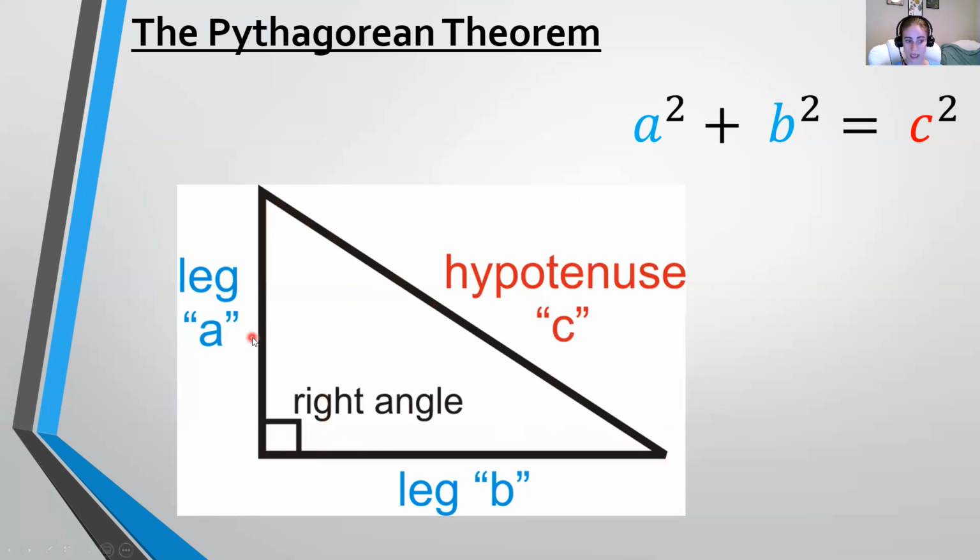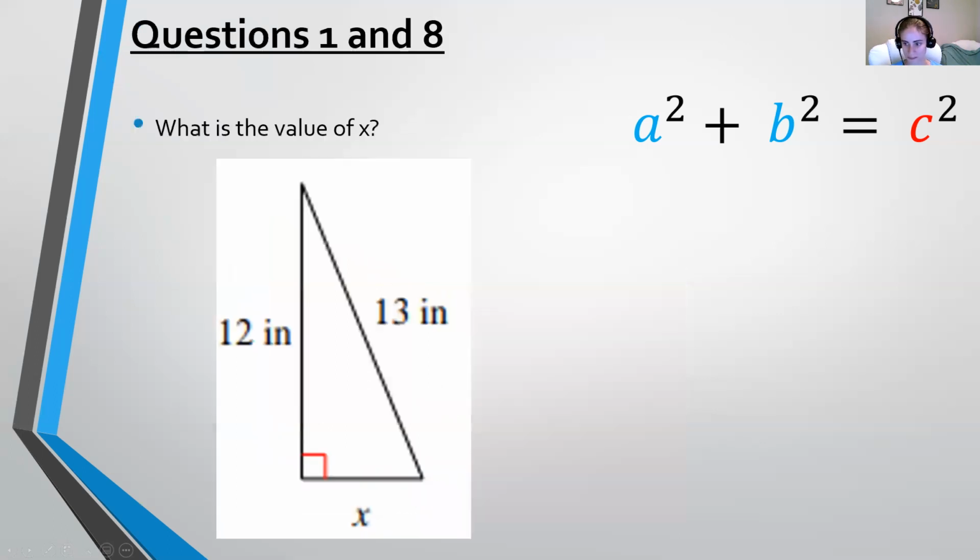The other 2 sides are called your legs. And your legs are the 2 sides of the triangle that make the 90-degree angle. And those are interchangeable. They can either be A or B. All right, let's get started, because the best way to learn is through an example.